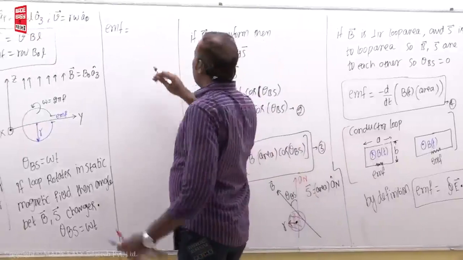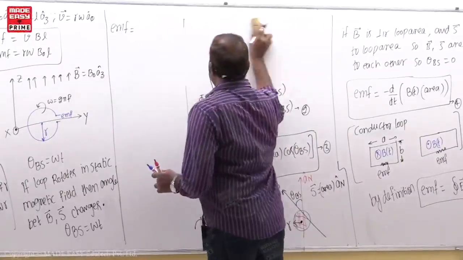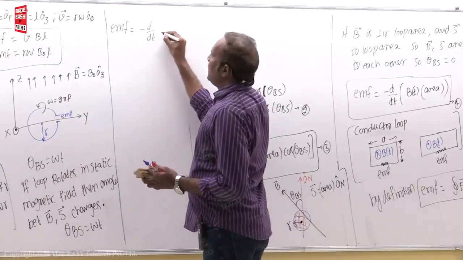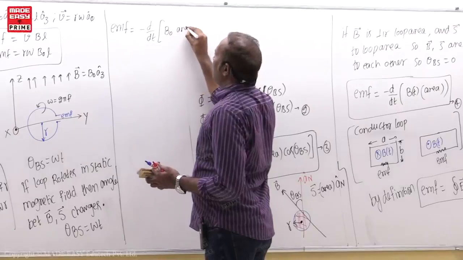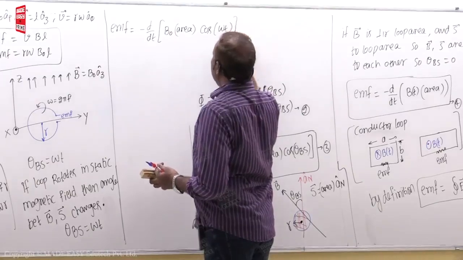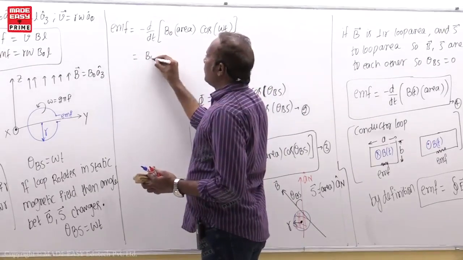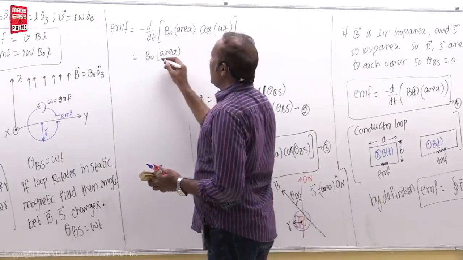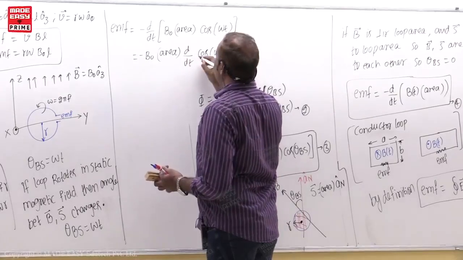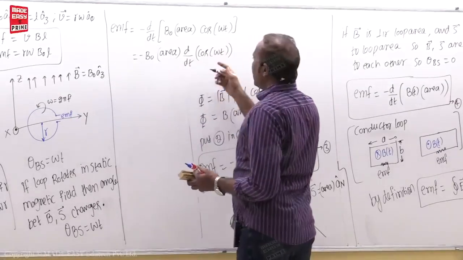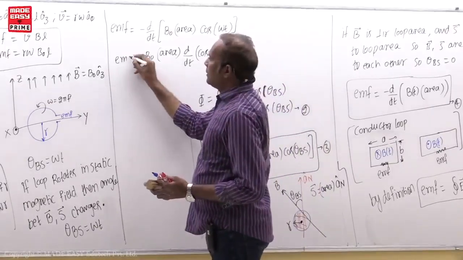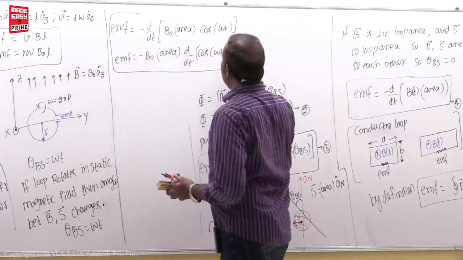So EMF is equal to minus d by dt of B naught into area, then cos of theta BS, which becomes omega t. So ultimately B naught is not a function of time, area is also not a function of time, and d by dt of cos omega t is minus sin omega t into omega. Let it be like this, dear students. So this is the formula.